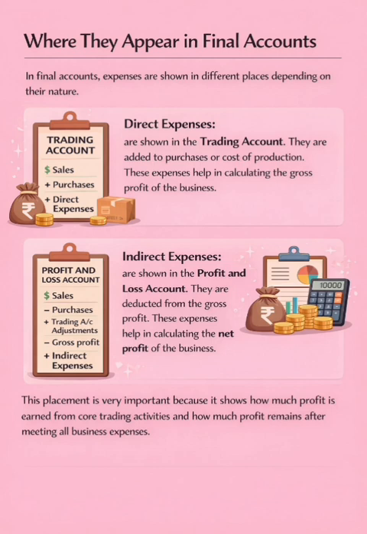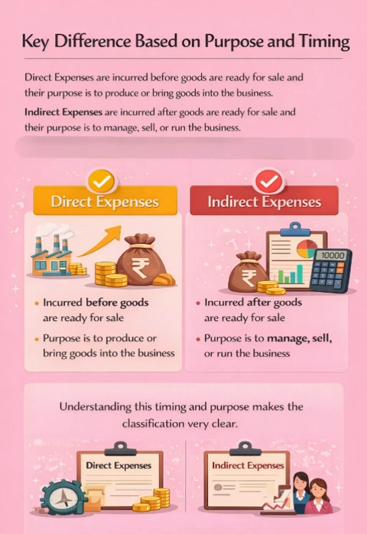This placement is very important because it shows how much profit is earned from core trading activities and how much profit remains after meeting all business expenses. Key difference based on purpose and timing. Direct expenses are incurred before goods are ready for sale and their purpose is to produce or bring goods into the business. Indirect expenses are incurred after goods are ready for sale and their purpose is to manage, sell, or run the business. Understanding this timing and purpose makes the classification very clear.